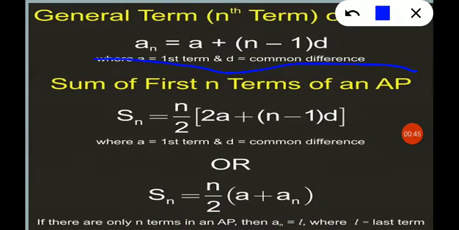We are doing the questions based on the sum of n terms of an AP. So we will do that only. We will continue with that only. We will open exercise 5.3 of our NCERT book and we will continue from question number 4.